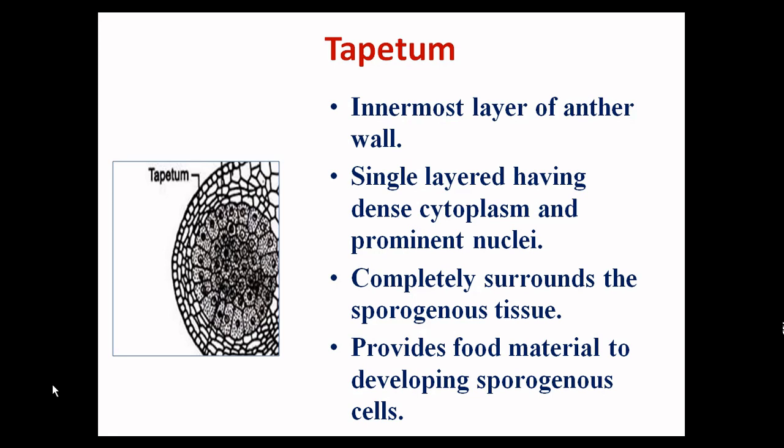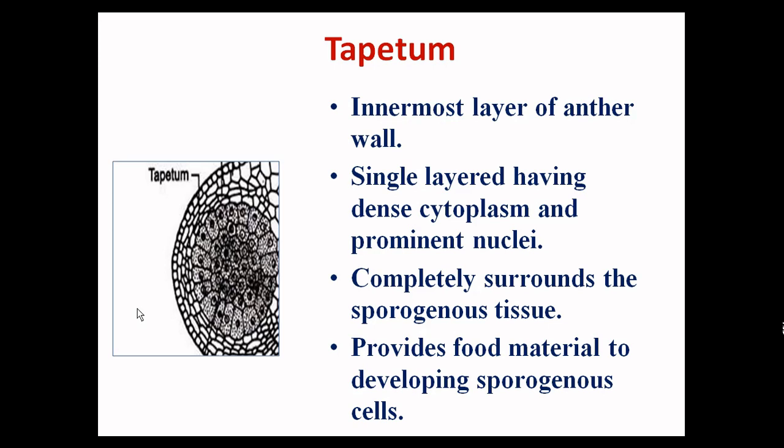The innermost layer of the anther wall is the tapetum. This tapetum is single layer thick, having dense cytoplasm and prominent nuclei. It completely surrounds the sporogenous tissue, being a nutritive tissue that provides nutrition to the sporogenous tissue. It surrounds the sporogenous mass or sporogenous tissues of the anther.